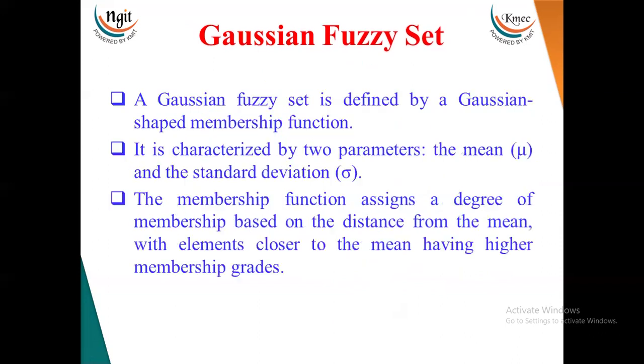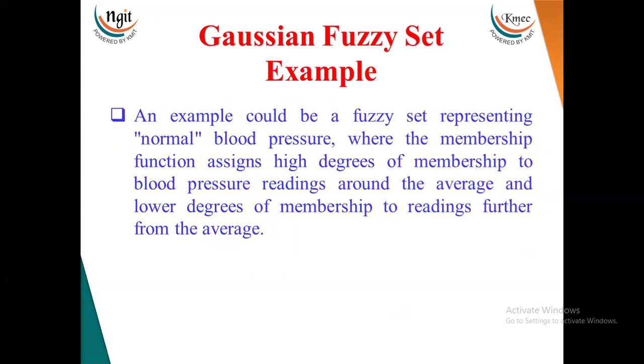Now the next one is the Gaussian. I think we missed this one. For the Gaussian, we have seen two parameters, the mean and the standard deviation. It is defined with the help of these two values, mu and the standard deviation. The degree of membership depends on the distance from the mean, so elements closer to the mean have higher values. For example, take blood pressure. For normal blood pressure, the membership function assigns a high degree to readings around the average and lower degrees for readings away from the average.